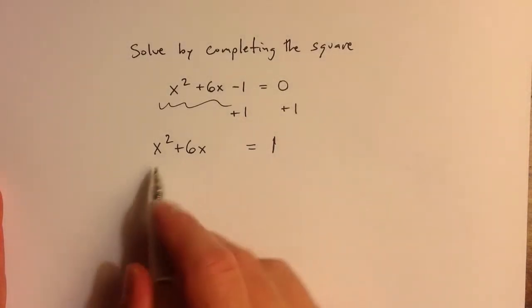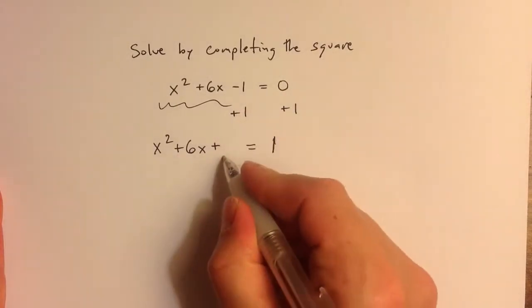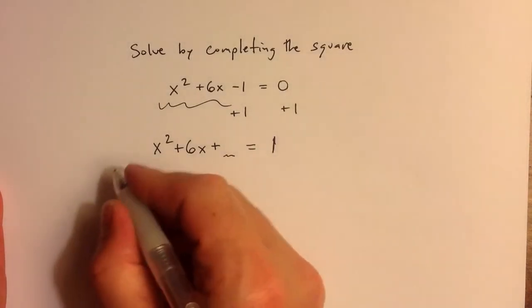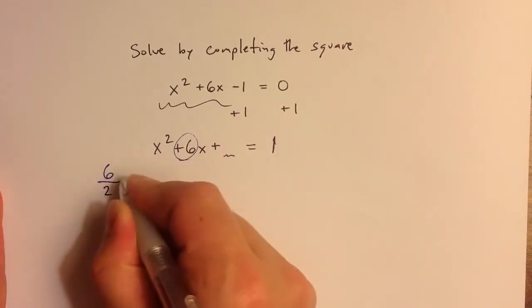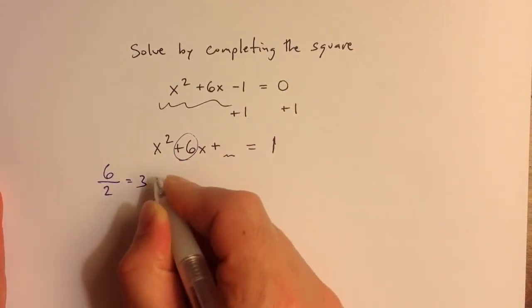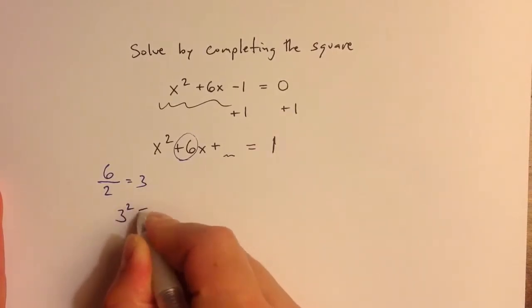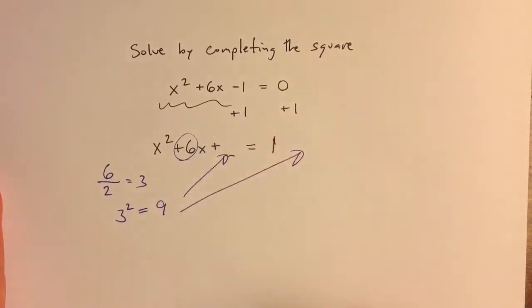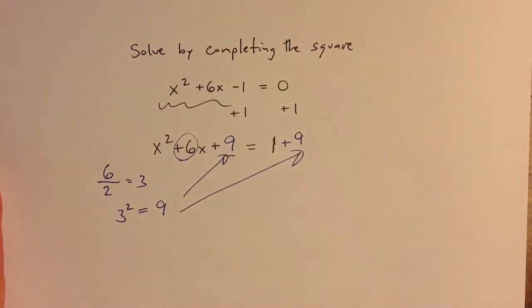And then I want to think about what I have here, x squared plus 6x. There's a number I can add to the end that will turn that into a perfect square trinomial. That number turns out to be 6 divided by 2 squared. So 6 divided by 2 gives me 3. If I take 3 and square it, I get 9, and that's the number that I want to add to both sides. So I'm going to add 9 to both sides of that equation.